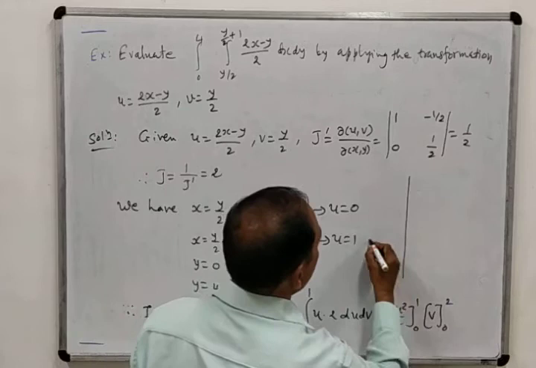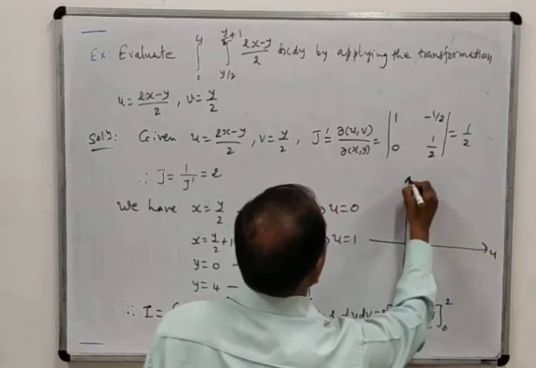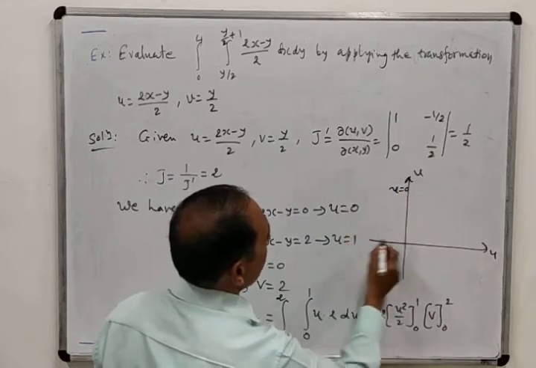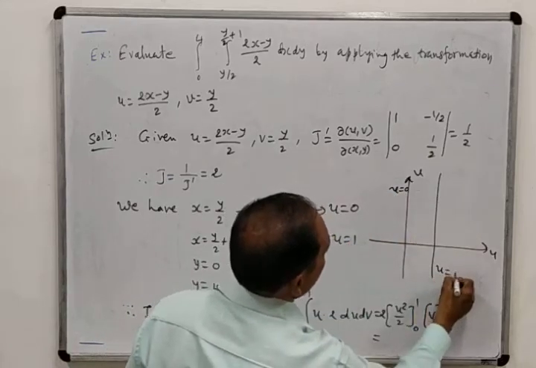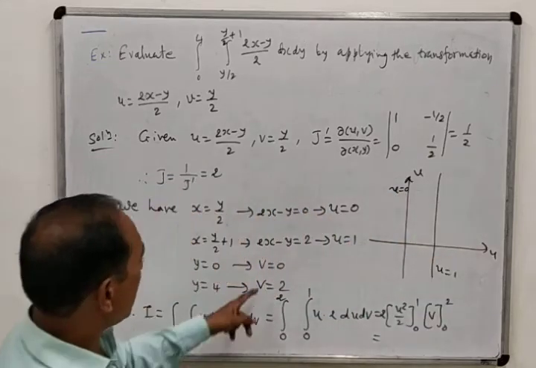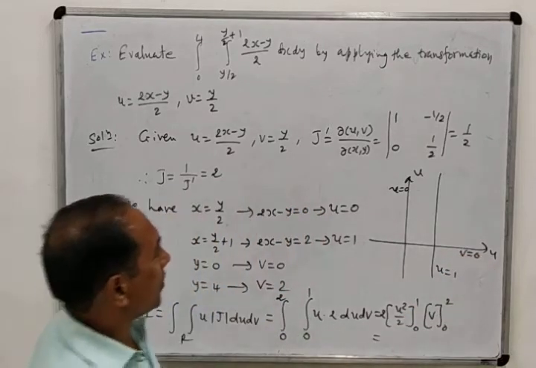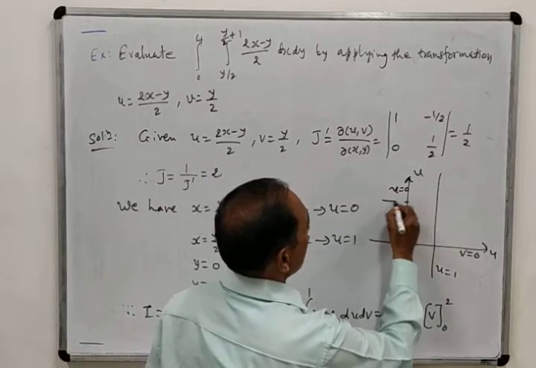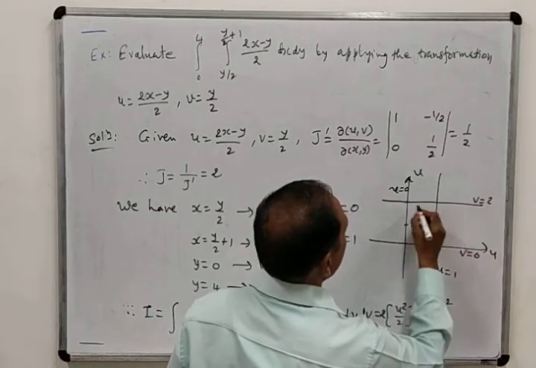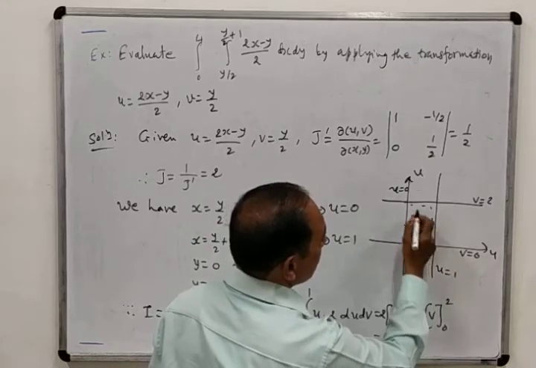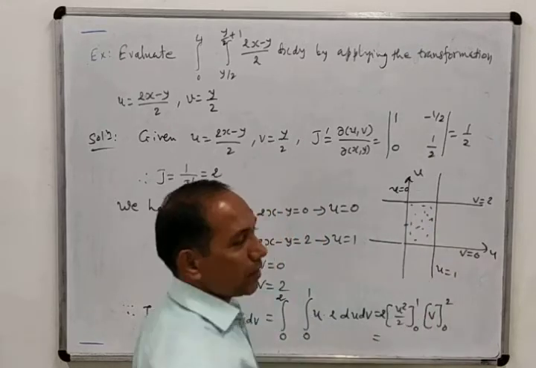Suppose we draw the figure in the uv plane, what will happen? u equal to 0 means the v axis. u equal to 1 means this is the line u equal to 1. v equal to 0 means the u axis. v equal to 2 is the line v equal to 2. So this is the region. Why? Because these lines are given as the boundary.